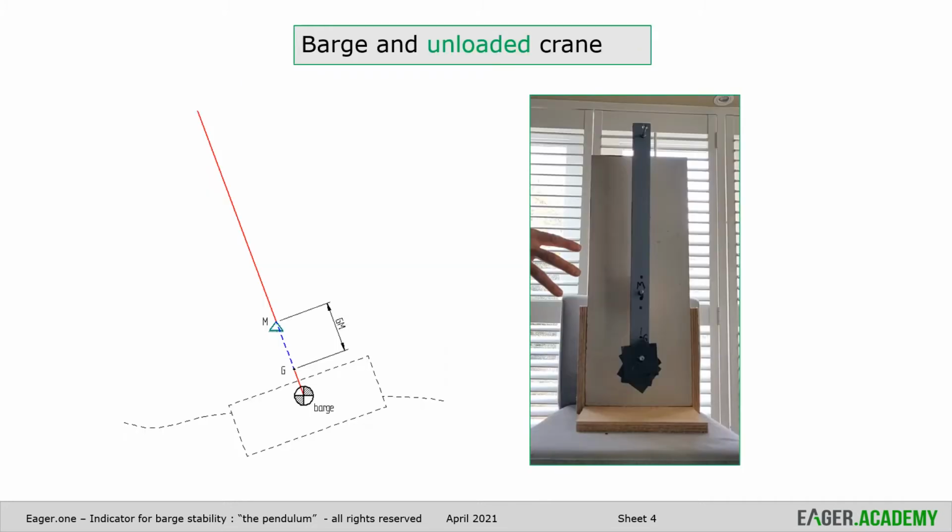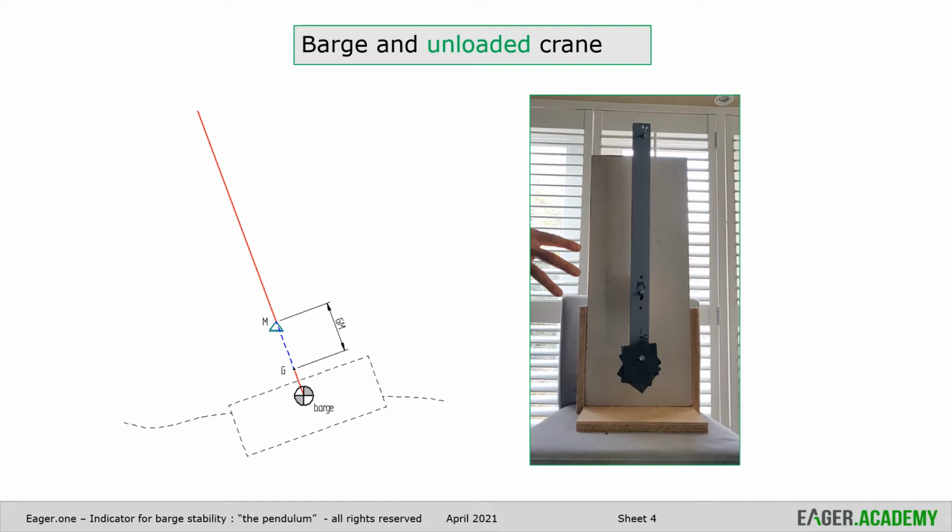Using this test setup explained in the sheet before, we can now explain a lot more about the situation of an unloaded crane on a barge and the stability as a result. At the left we can see a crane illustrated by a red line on top of a barge with a center of gravity which is finally shifted up a little bit because of the mass of the crane to the position of G, ending up with a length of the pendulum, the GM value.